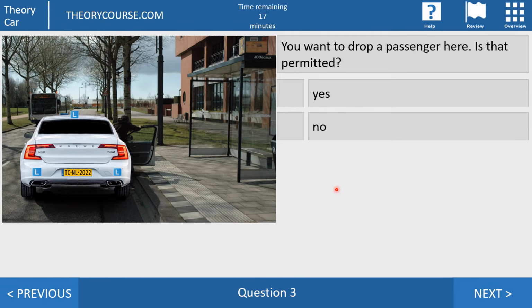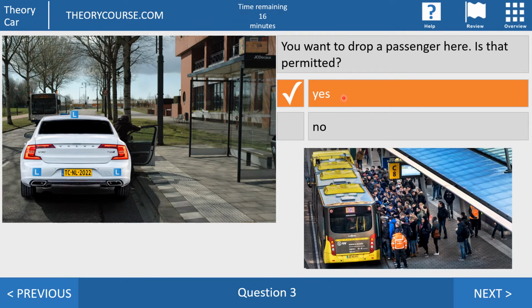Question number 3. You want to drop a passenger here. Is that permitted? Yes or no? And in this case, the answer is yes. At the bus stop, you may stop to let passengers out or in to your car. Nothing else. You may not unload or load goods. The only thing at the bus stop is drop or pick up passengers, just as a bus does. A bus stops at the bus stop to let passengers in the bus or out the bus, and that's the same thing you are allowed to do.